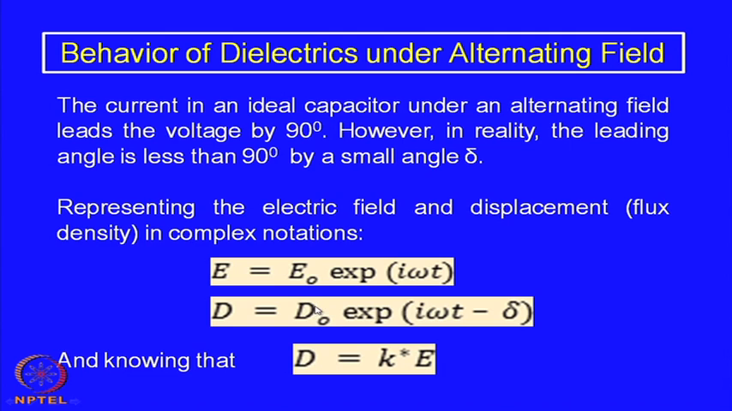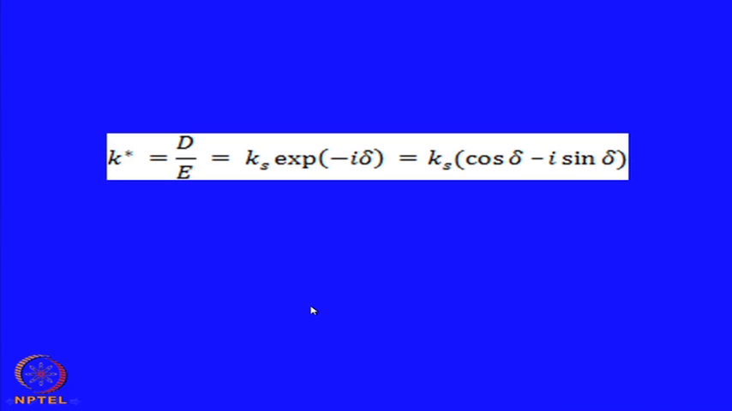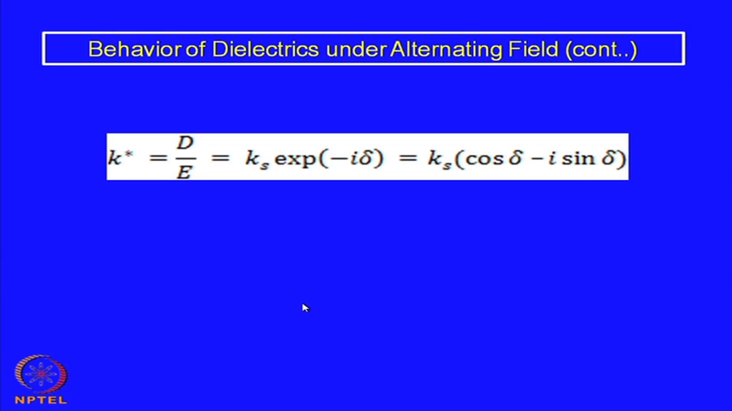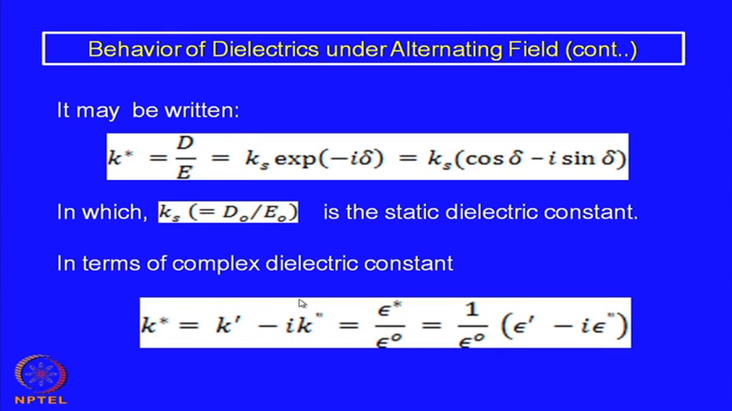These epsilon 0 and k 0 are the two constants, and basically they are the low frequency values, sometimes called the static dielectric constant. There is no variation of frequency here.